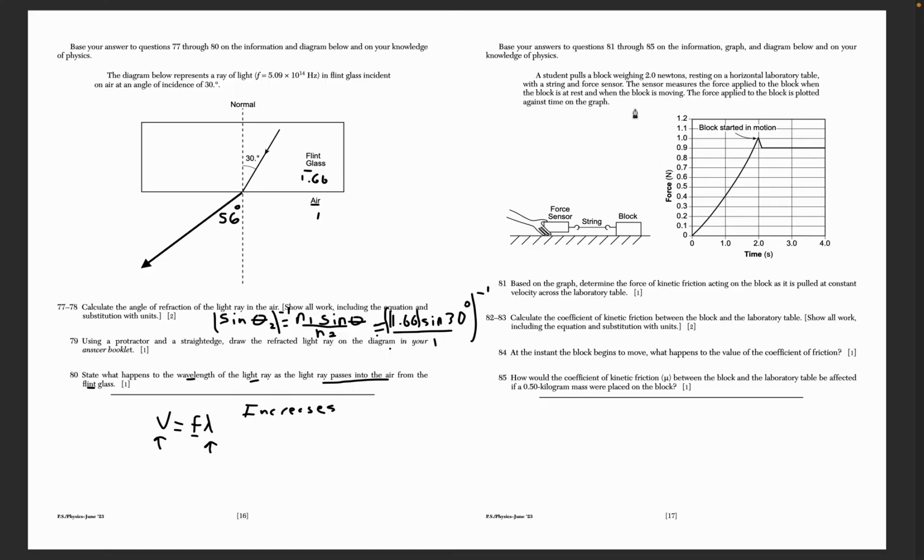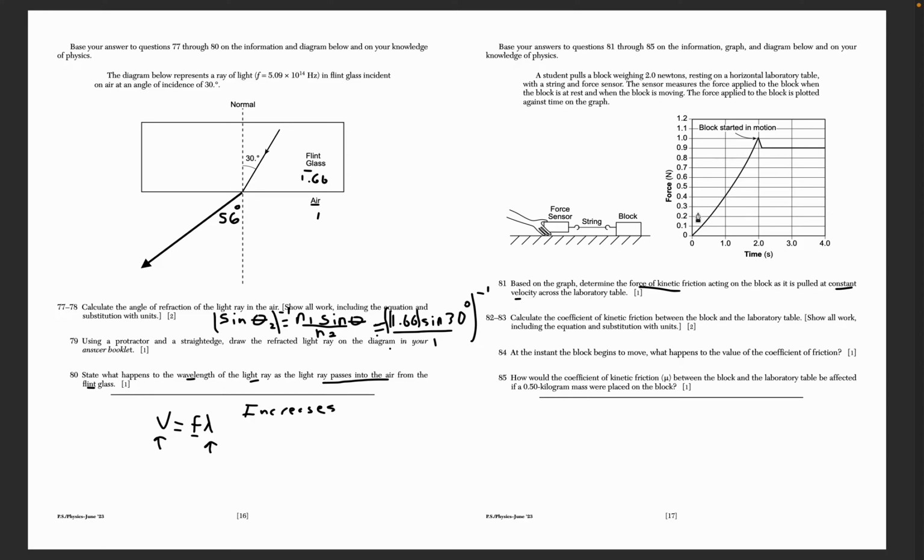Okay, the last question of this Regents. Last short response question. A student pulls a block weighing 2 newtons resting on a horizontal laboratory table with a string and force sensor. The sensor measures the force applied to the block when the block is at rest and when the block is moving. The force applied to the block is plotted against time on the graph. So we have a force sensor, string, a block. When we pull it, the friction, okay. Based on the graph, determine the force of kinetic friction when pulled at constant velocity.